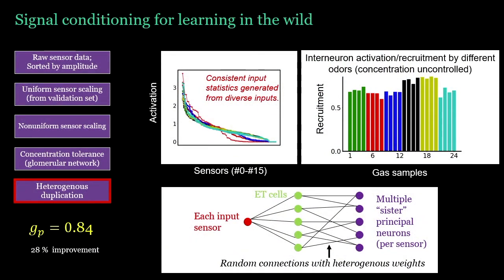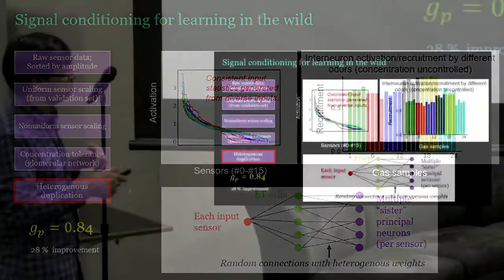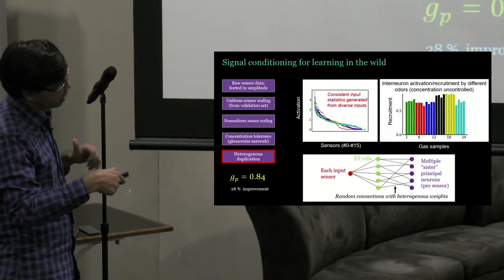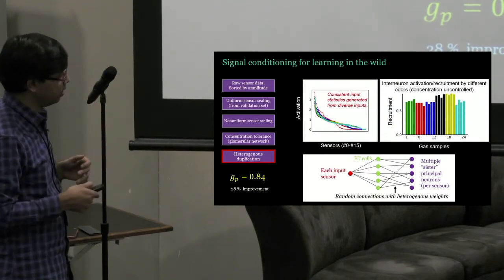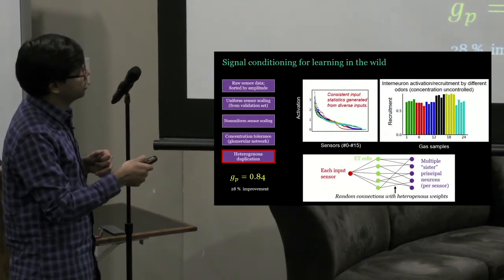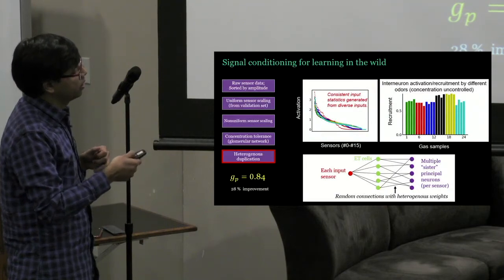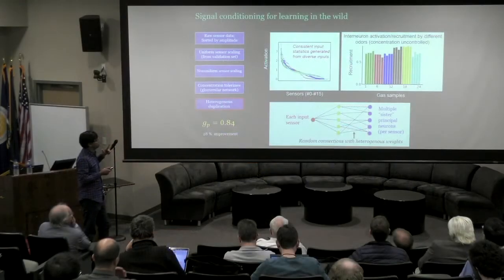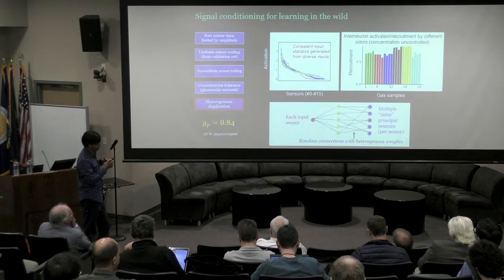And I'm not talking about random projection to low dimensions, but I'm projecting it to high dimensions. So I have these 16 sensors, and I projected them to 80 dimensions. And if you do that, you see that the sensor response profiles are kind of similar across different sensors. But if you remember, these are sorted sensor responses.